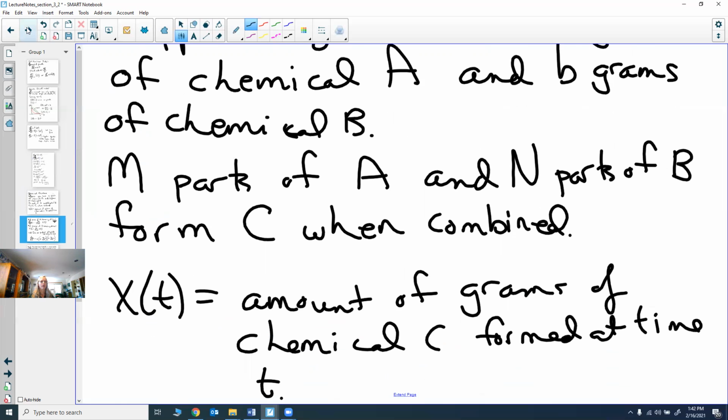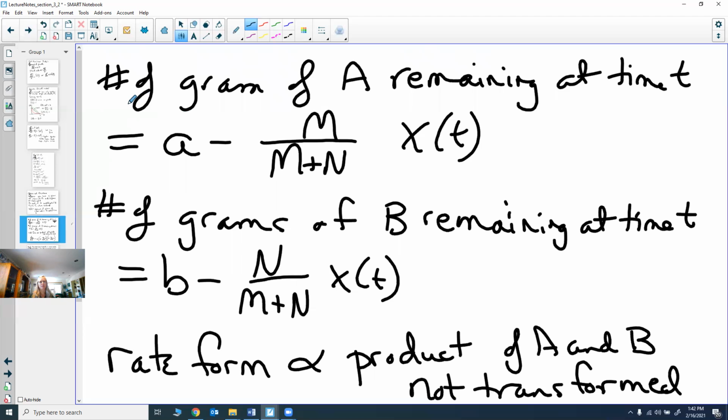Okay. And what we want to do is come up with what this differential equation would look like. So the number of grams of A remaining at time t would be, well, you started with A and you took some out. You took some out that made your C. And the ratio you took them out is M over M plus N. And the reason for that is that, again, you take M of A to make some of it, and you take N of B to make some of it, and you get this ratio of the combination of these. And then the number of grams of B remaining at time t would be B minus N over M plus N of X of t. And same kind of thing: N is how much you had to take, M plus N is the combination.